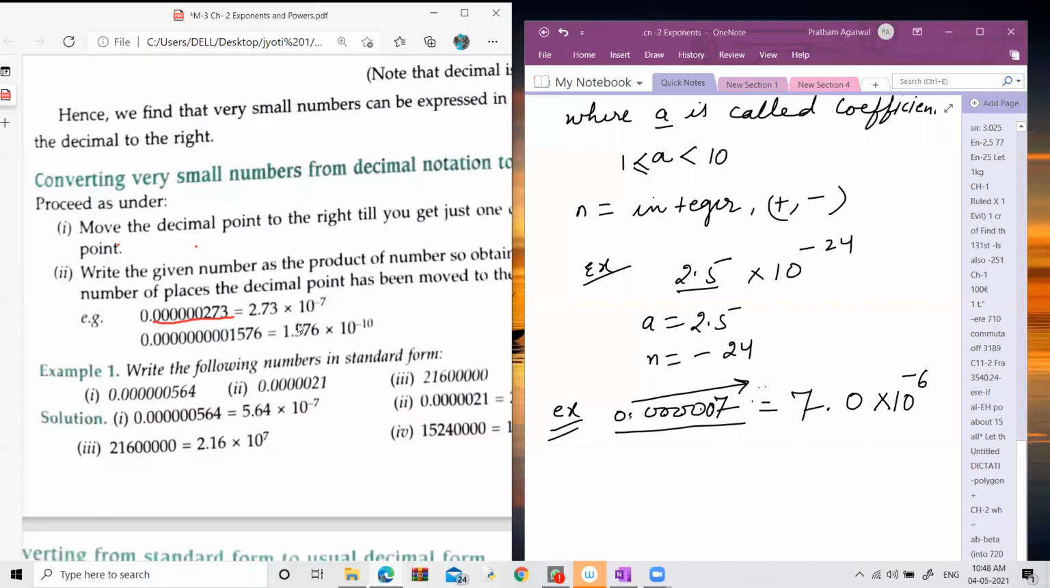Now, in this case, you have to shift the decimal just after the 2. You have to shift the decimal just after the 2. Okay? So, count how many.